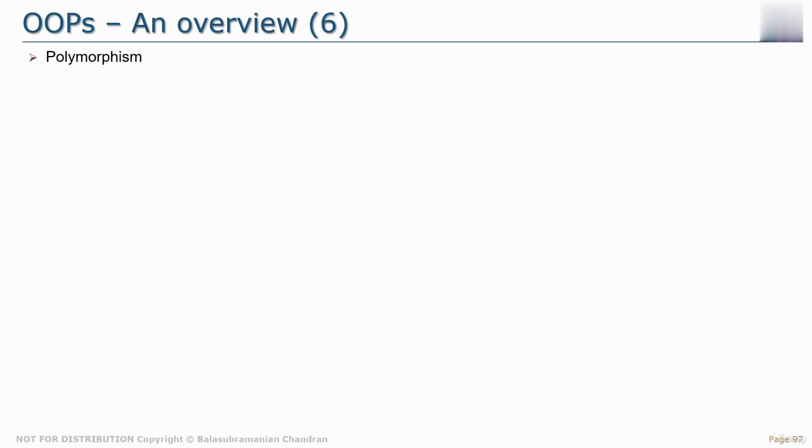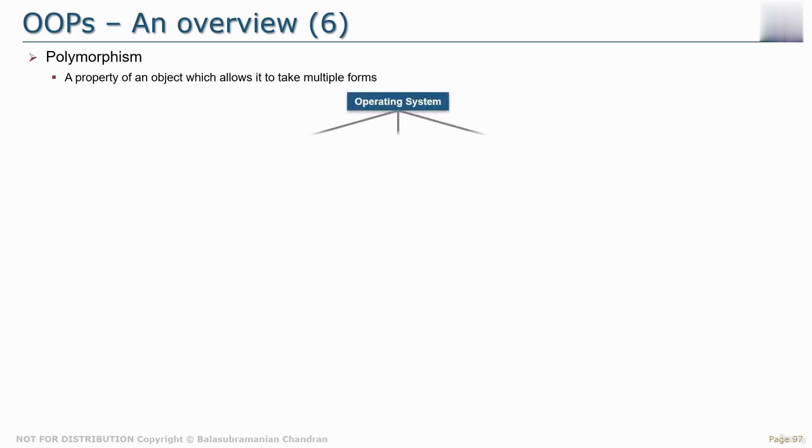Let's see what polymorphism is. Polymorphism is a property of an object which allows it to take multiple forms. Let's consider the example of an operating system. The operating system can be Windows or Mac OS or Linux. All these operating systems have the same purpose but in different forms.